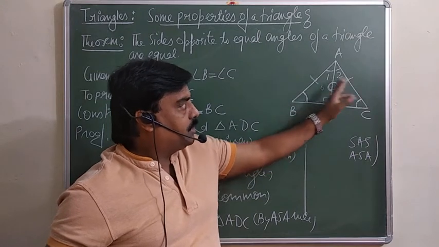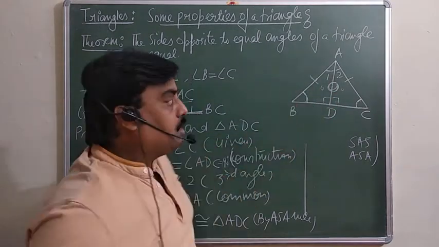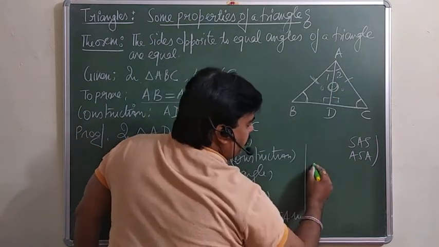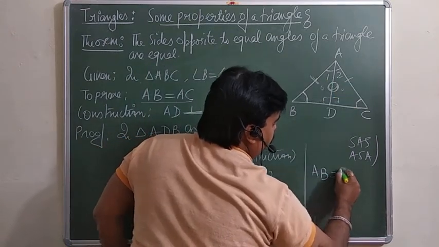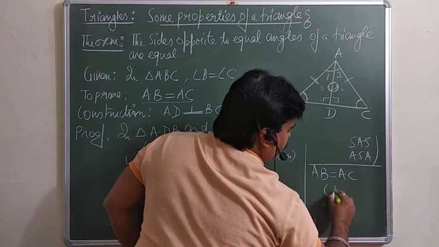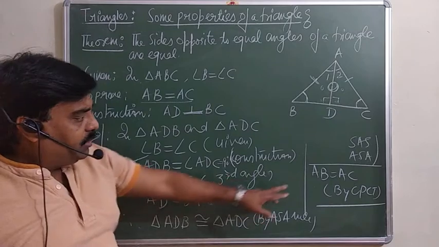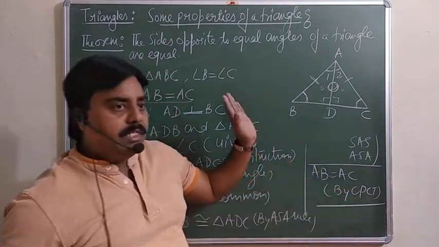And once they are congruent, after that you can confidently say AB is equal to AC because equal angles have opposite sides equal, and opposite sides are always equal. This is equal, its opposite is this side, its opposite is this, and that you can say by CPCT. By CPCT, which you want to prove. Once the triangles are congruent, then directly you can say by CPCT.